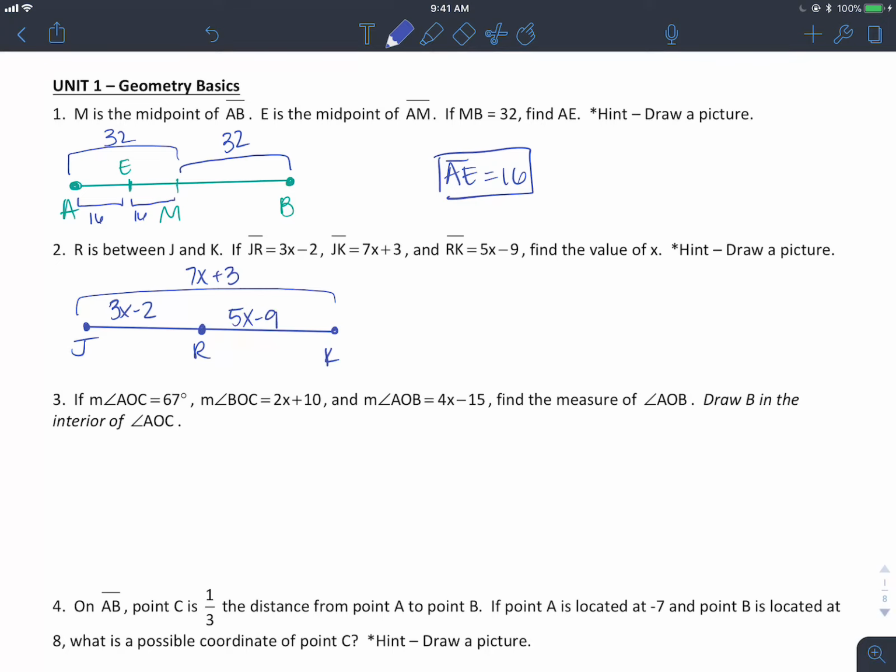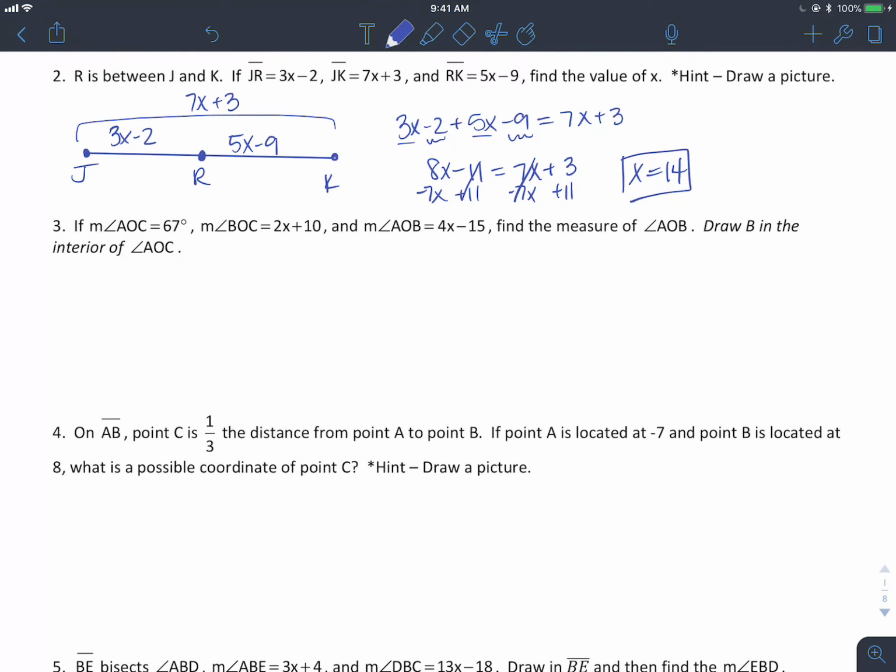So since we have two pieces and a whole, that means we're going to add the two pieces together. So we're going to add JR and RK. So 3x minus 2 plus 5x minus 9 is going to be equal to 7x plus 3. So we're going to combine our like terms, 3x and 5x, negative 2 and negative 9. So we're going to get 8x minus 11 equals 7x plus 3. So doing some moving around here, solving: subtract 7x from both sides and add 11 to both sides. We're going to get x equals 14.